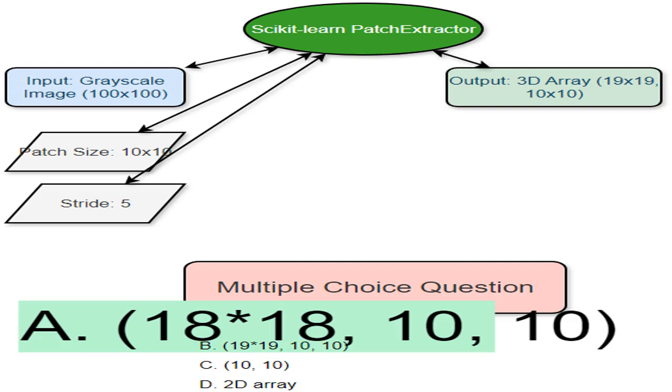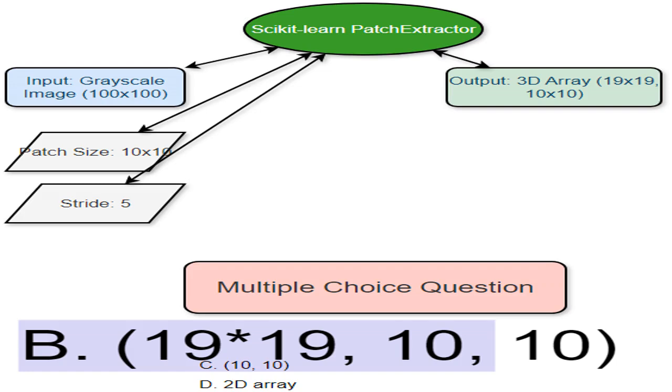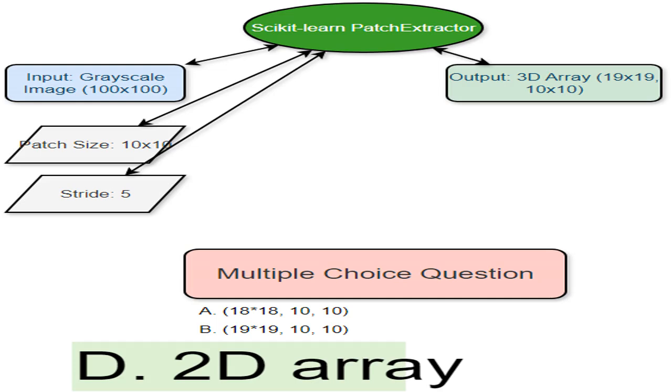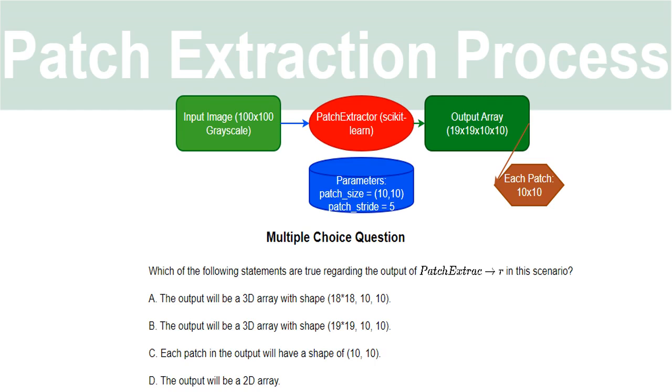This answer is wrong because it incorrectly calculates the number of patches. It doesn't account for the last patch we extract. Think of extracting patches from the image. If we stop after 18 patches, we miss a whole row and column. Oops. This is the correct answer. It accurately shows that we get 19 patches in each direction, 19 by 19 total, and each patch is 10 by 10. This is also correct because each extracted patch maintains the same 10 by 10 dimensions. This is incorrect. The patch extractor always outputs a 3D array to represent the collection of patches, which is a three-dimensional structure.